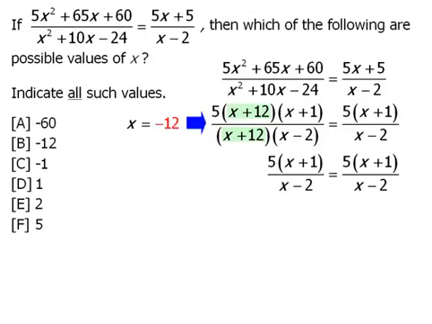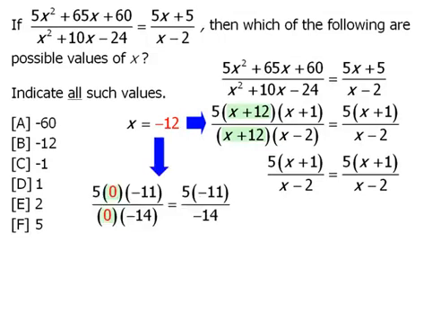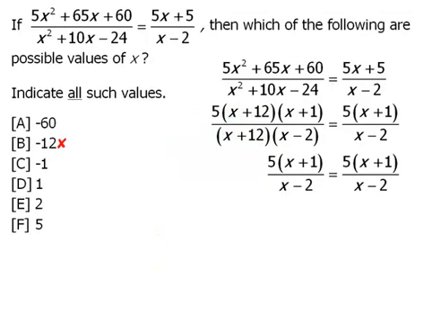When we plug negative 12 into our expression here, we get the following. And when we simplify, we get 0 over 0 is equal to 55 over 14. So, as you can see, our equation does not hold true when x equals negative 12. As such, negative 12 is not a possible value of x.